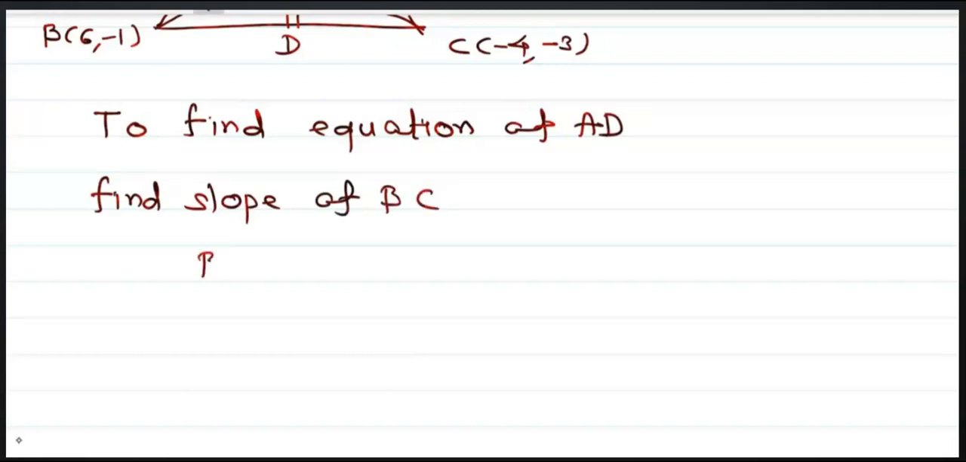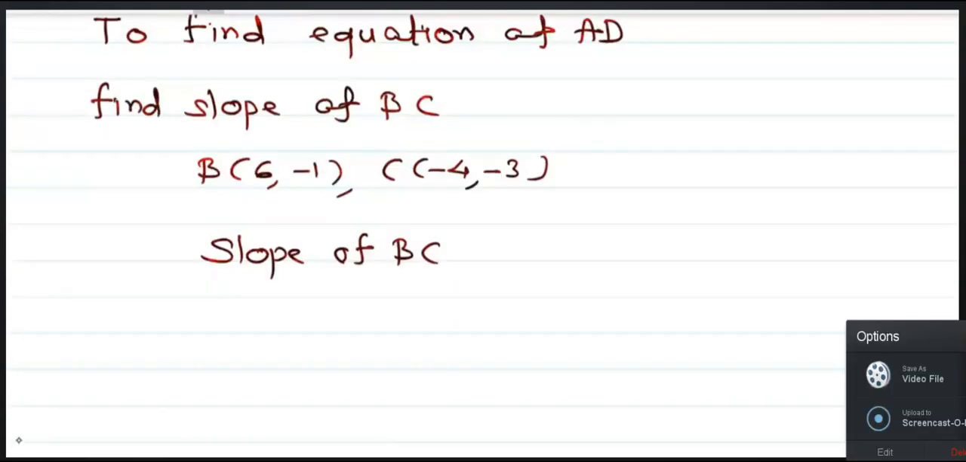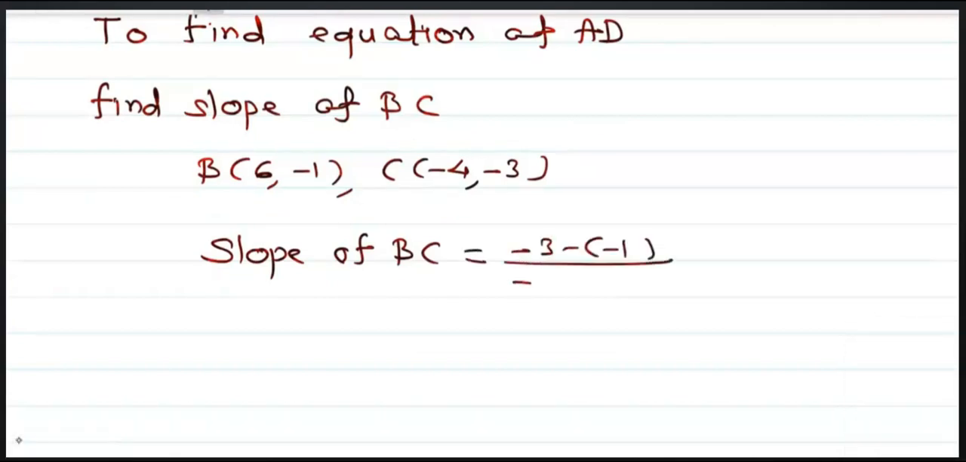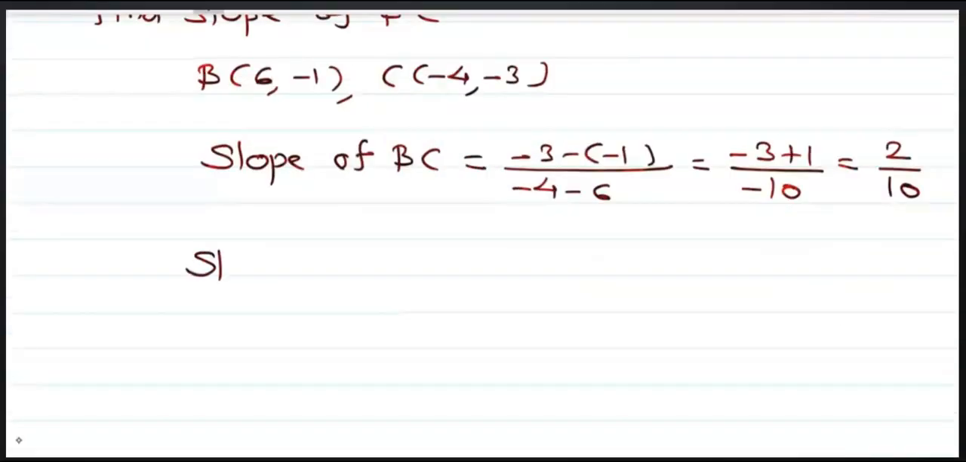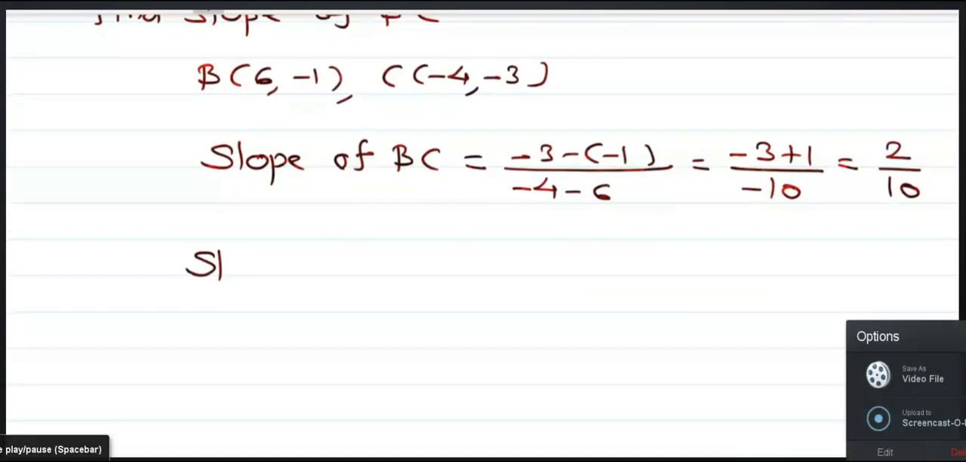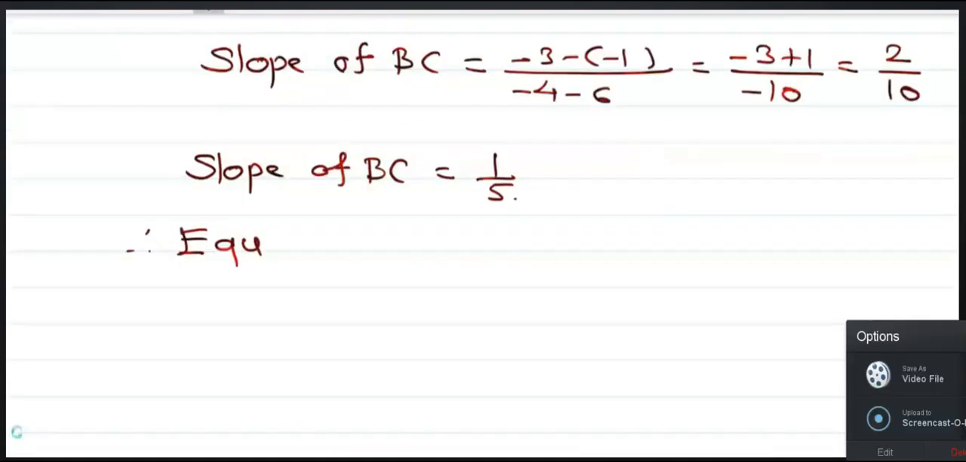Now the slope of BC is equal to minus 3 minus in bracket minus 1 upon minus 4 minus 6. This is the slope of BC. Slope of BC is equal to 1 upon 5.